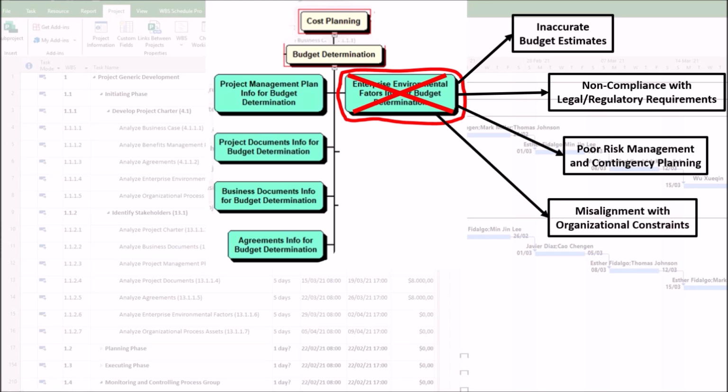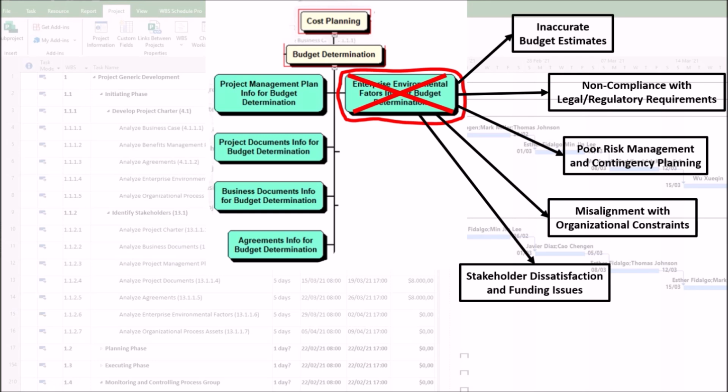4. Misalignment with organizational constraints. First, ignoring internal policies. Company policies on procurement, approvals, or funding cycles may delay budget execution if not factored in. Second, resource shortages. Underestimating internal resource availability, such as skilled labor and software licenses, can inflate costs later. As a result of these factors, we can have delays in securing funds or resources, derailing project timelines.